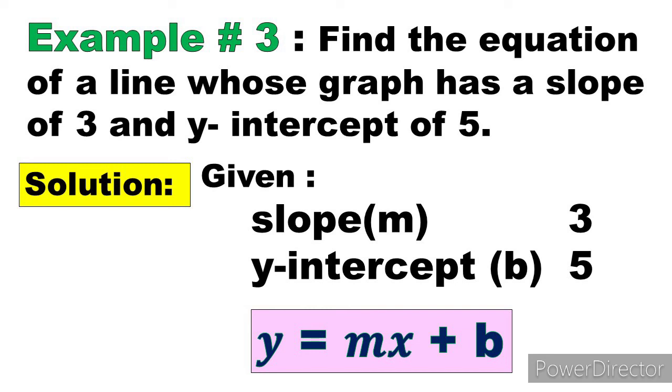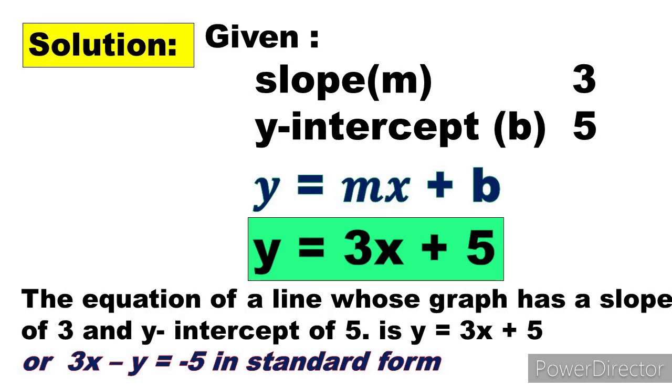So, ang slope is m equals 3. And ang y-intercept natin, which is b, is 5. So, we use y equals mx plus b. And now, let's substitute y equals m is 3. So, we have now 3x plus b is 5. Therefore, we have y equals 3x plus 5. Okay, therefore, the equation of a line whose graph has a slope of 3 and y-intercept of 5 is y equals 3x plus 5 in slope-intercept form.